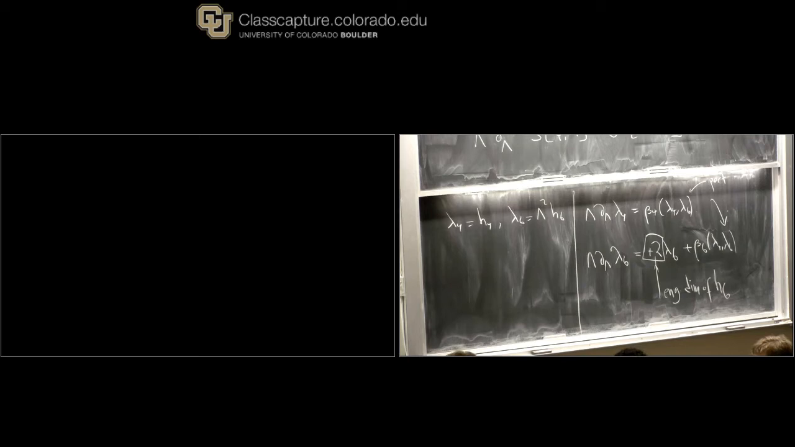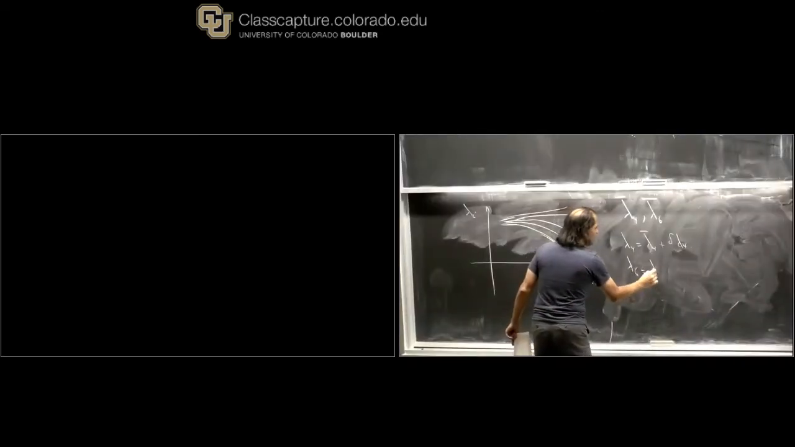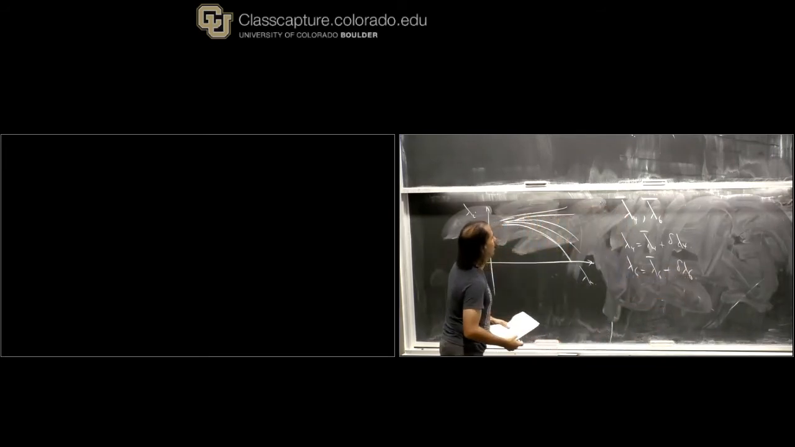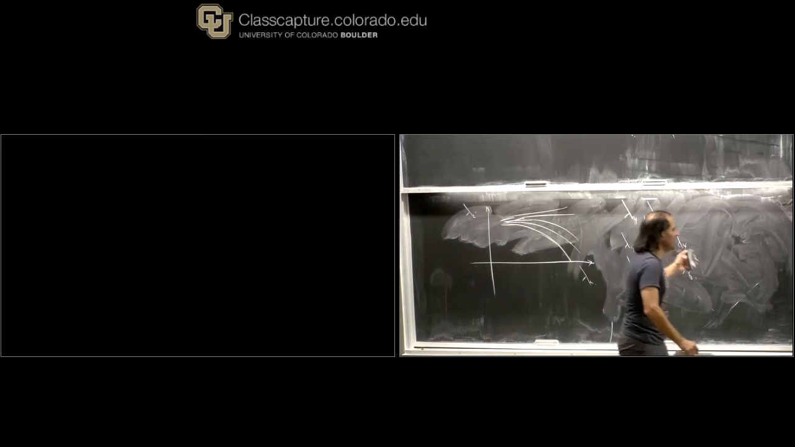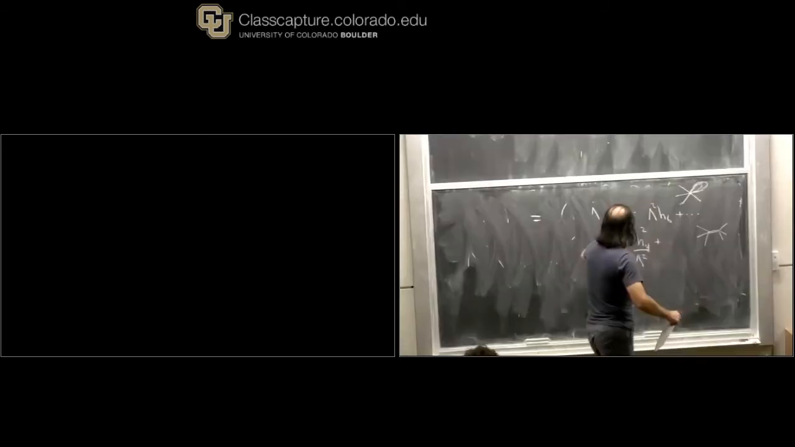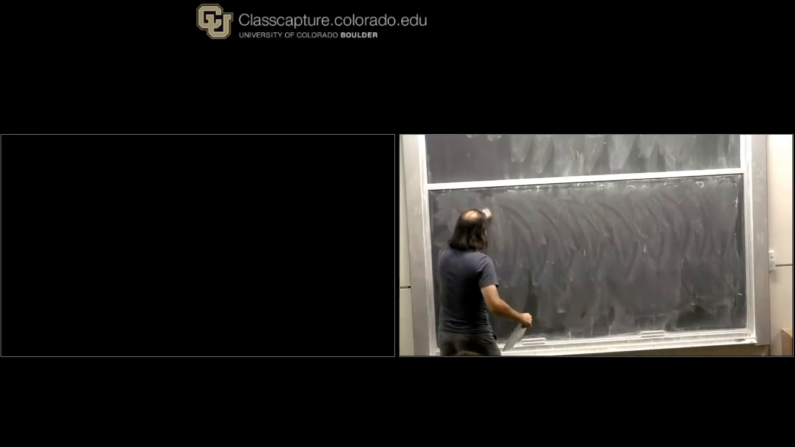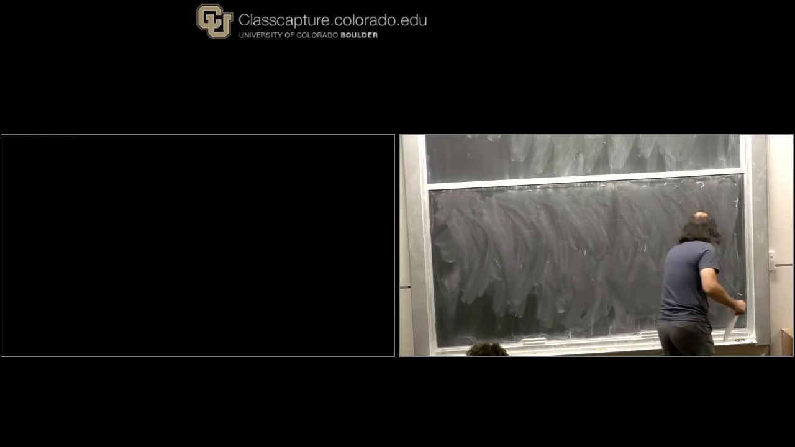Let's take a particular solution, lambda 4 bar, lambda 6 bar, and let's perturb around it. So I'm going to write lambda 4 is lambda 4 bar plus delta lambda 4, and lambda 6 is lambda 6 bar plus delta lambda 6. And let's write down the equations for the delta lambdas. There's just nothing to do, because, again, I'm now linearizing those equations.